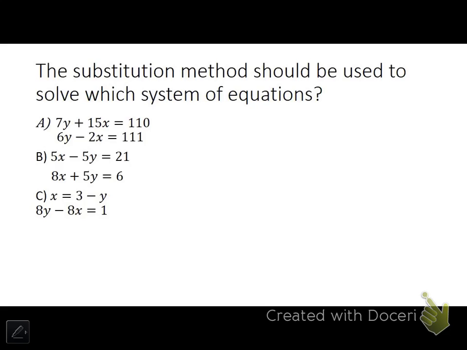The substitution method should be used to solve which system of equations? So substitution is when x or y is by itself on one side of the equal sign. So let's take a look at this first one here. Do I have any x or y's by itself on one side of the equal sign? No. The second one, do I have x or y by itself on one side of the equal sign? No. C, is x or y by itself on one side of the equal sign? It looks like this x is, so my answer is going to be C.